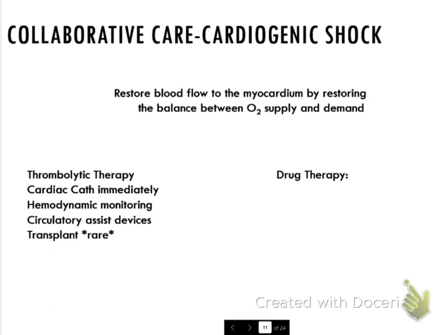In very rare instances, we have people who are in a chronic cardiogenic shock, and they will end up having a cardiac transplant, a heart transplant. It's really rare though. As far as drug therapy goes, we might have to give diuretics to decrease the preload. Again, those nitrates, because they're going to decrease the workload of the heart by dilating those coronary arteries.